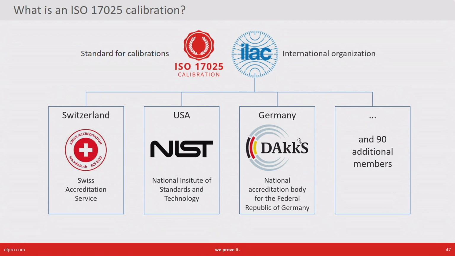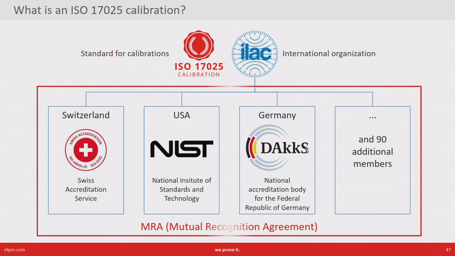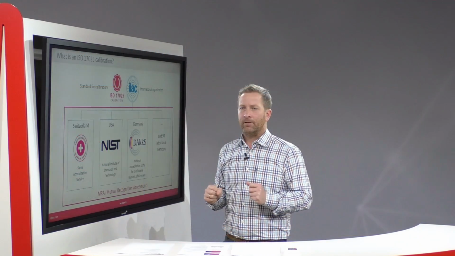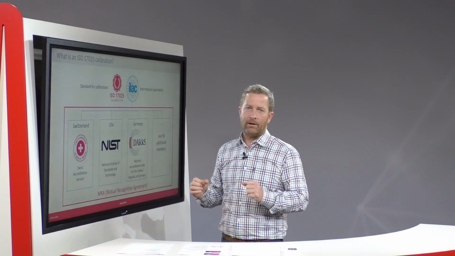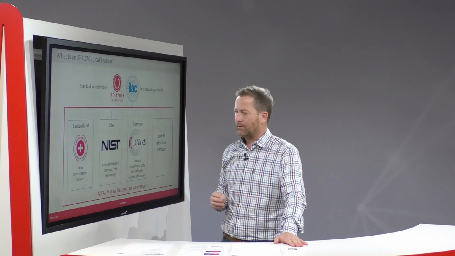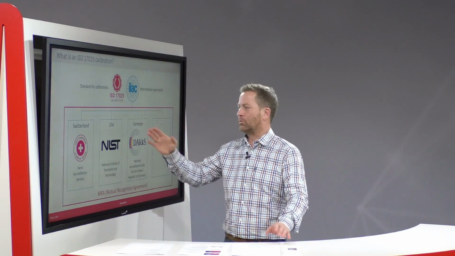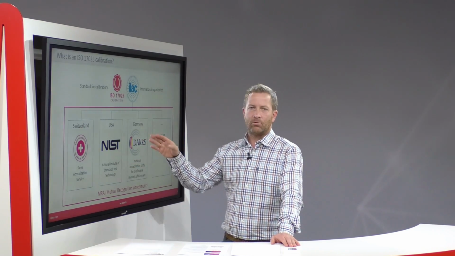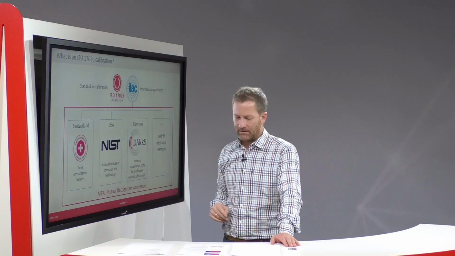All those organizations, all those regulatory bodies, have signed the so-called mutual recognition agreement, which is nothing else but that they recognize each other for what they do. So a certificate issued by the SAS in Switzerland is equivalent to a certificate from NIST, from DAkkS, and so on and so forth. So they're all basically the same.